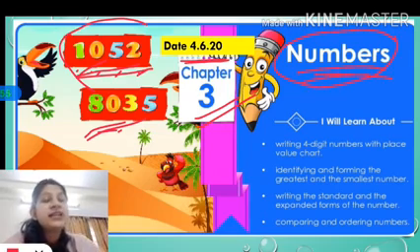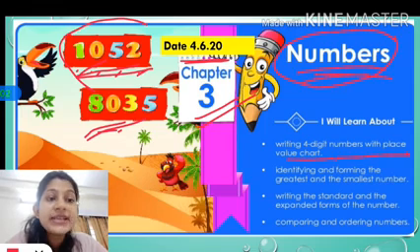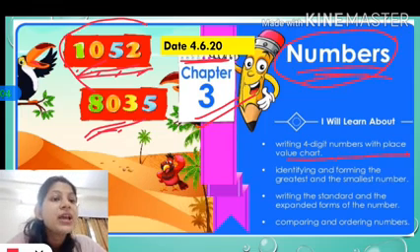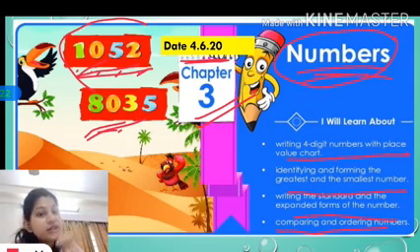Okay, so let us see what the objectives of this chapter are. We are going to learn about writing 4-digit numbers with a place value chart. Then we will identify or form the greatest and smallest number, and write the standard and expanded form of a number. How to write a number in expanded form, that we will learn. Then we will try to compare numbers. Okay, how to arrange them, which is greater, which is smaller, ascending order, descending order.